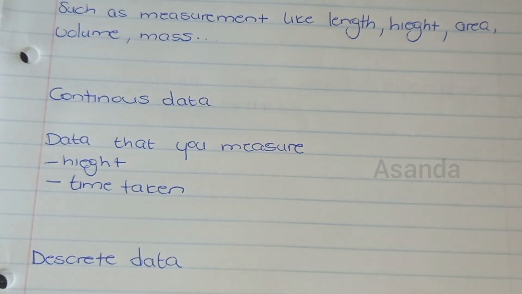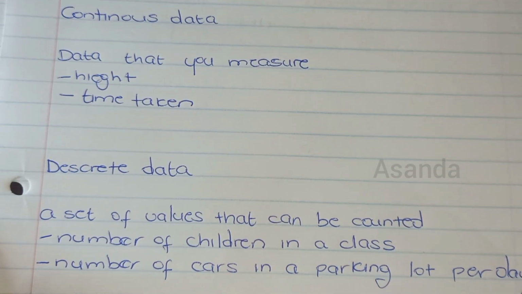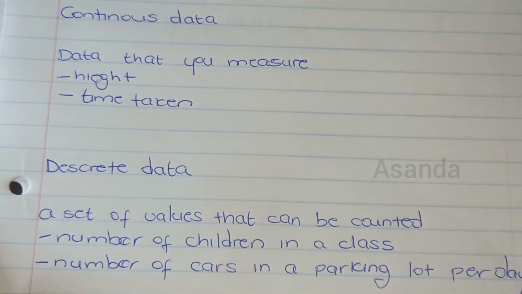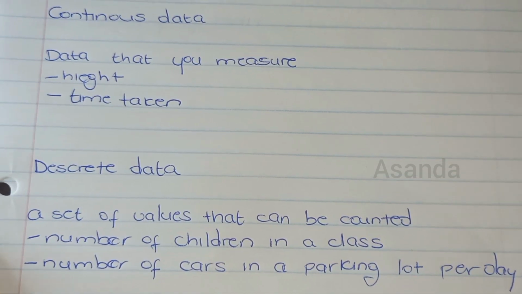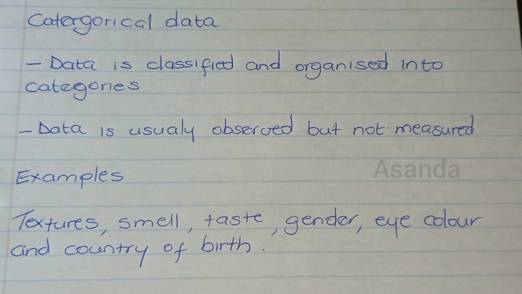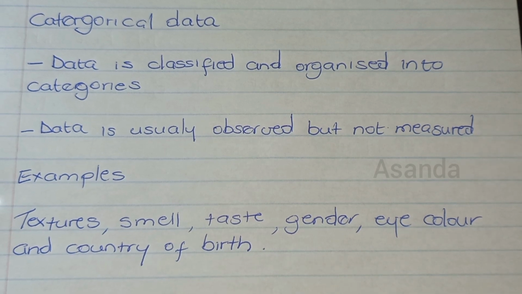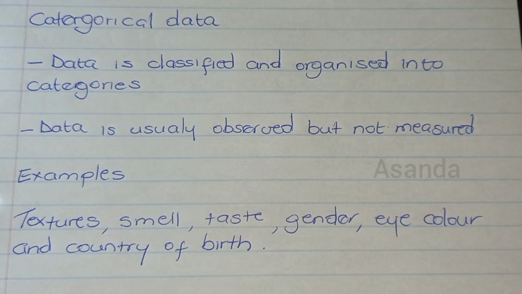Continuous data is data that you measure, such as height, time taken, and discrete data is a set of values that can be counted. For example, number of children in a class, number of cars in a parking lot per day, right? Whereas categorical data is data classified and organized into categories. Data is usually observed but not measured. Examples are textures, smell, taste, gender, eye color, and country of birth.